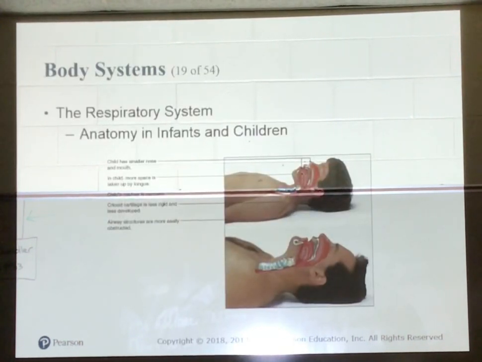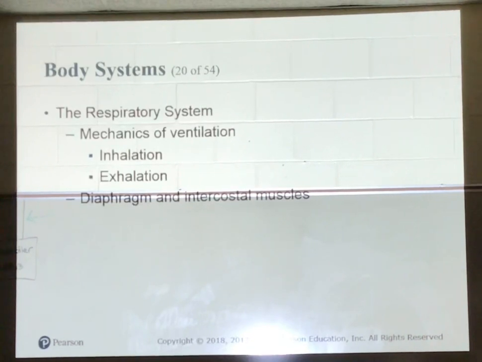All right, the difference in a kid and an adult, or a child and an adult. Child has a smaller nose and mouth. More space is taken up by the tongue. The trachea is narrower. Cricoid cartilage is less rigid and less developed, and the structures in their airway are more easily obstructed. I would know that.